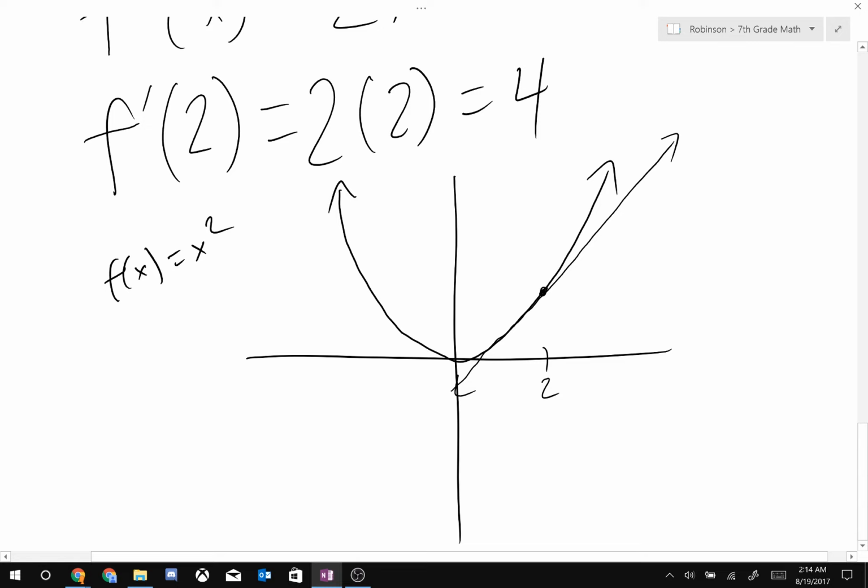That's all that derivatives are talking about. Now there are some practical applications in the real world for stuff like that, but as far as what a derivative is, that's all that it is.